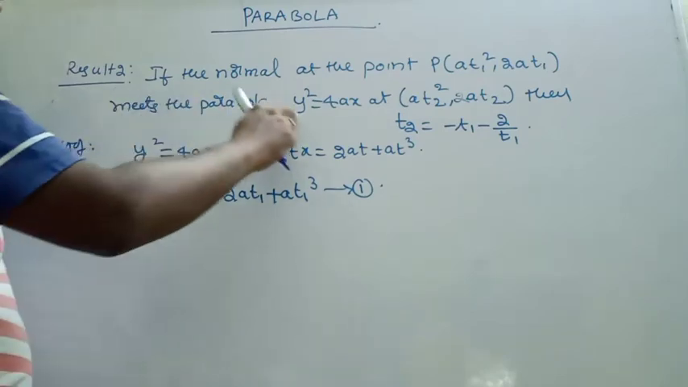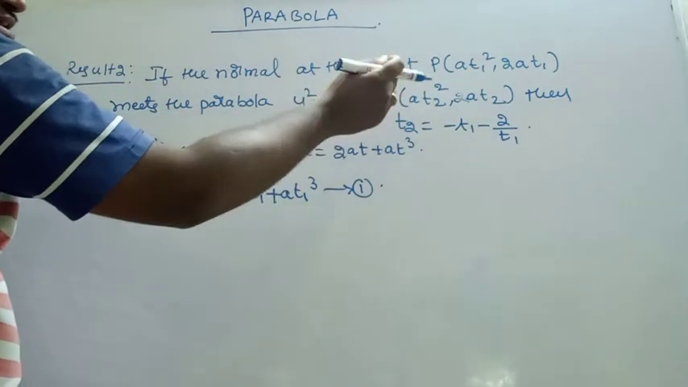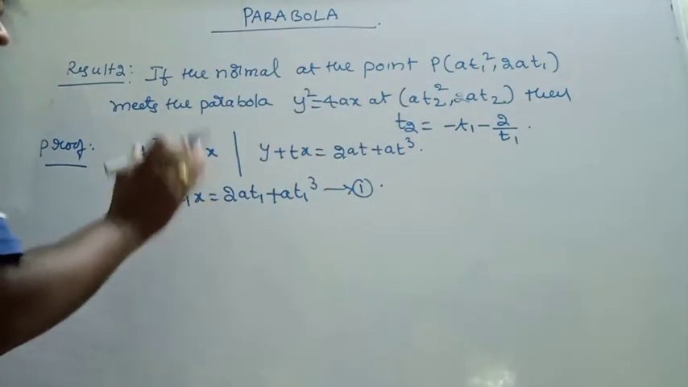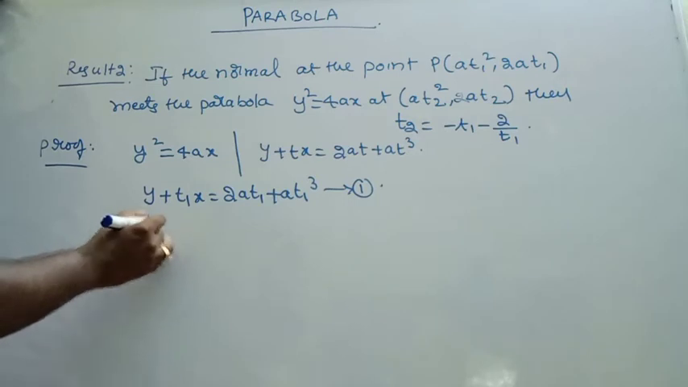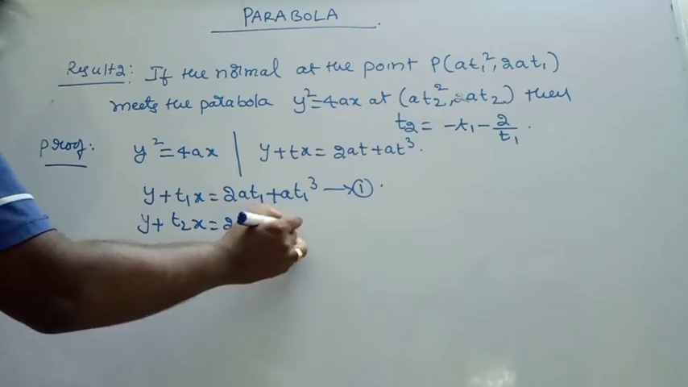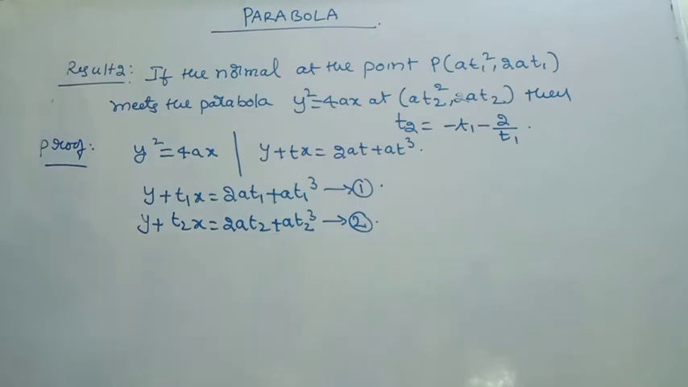Now, it meets the parabola y² = 4ax. This is a point on the parabola, and the normal is also meeting at this particular point. That means this point also satisfies this normal equation. So you are going to get y + t2x = 2at2 + at2³. Now you have got equation 1 and equation 2. It passes through (at2², 2at2).